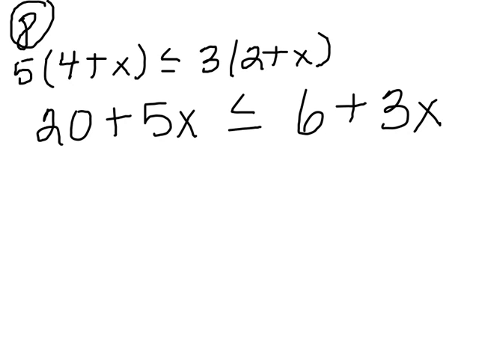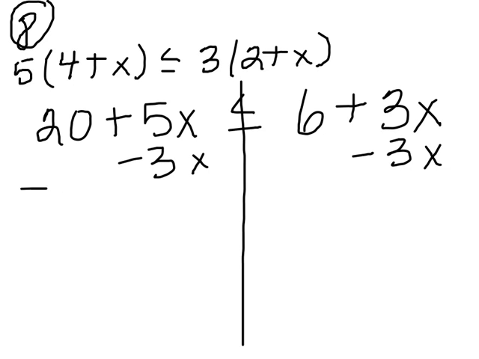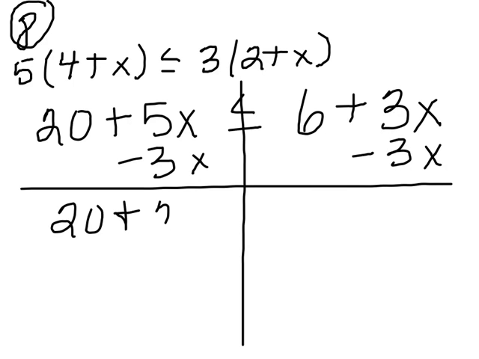All right, now that we've done the distributive property, what is the next thing that we need to do? We need to get our letters together by doing inverse operations. So we're either going to add or subtract. So we're going to subtract 3x from both sides. So we have 20 plus 2x is less than or equal to 6.